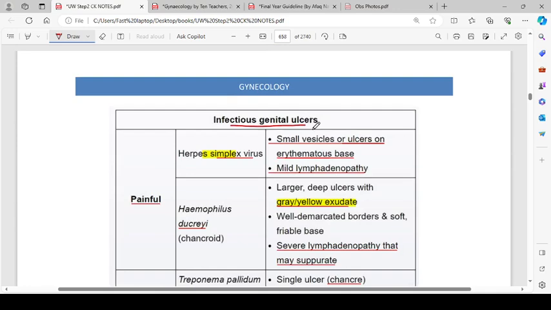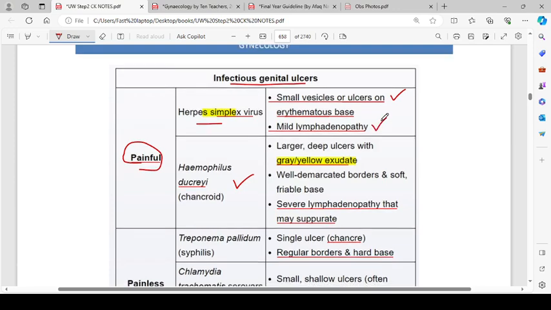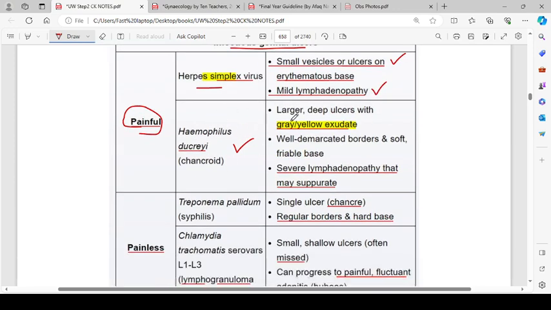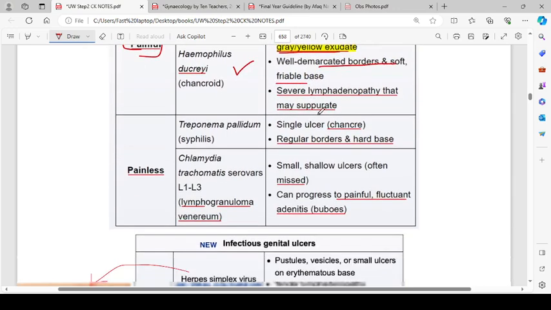Infectious genital lesions, genital ulcers. The painful ones are herpes simplex virus and Haemophilus ducreyi. So herpes simplex virus, small vesicles or ulcers on erythematous base, and mild lymphadenopathy will be present. Haemophilus ducreyi or chancroid, there will be large deep ulcers with grey, yellow exudate, well demarcated, bordered and soft friable base, severe lymphadenopathy that may suppurate.